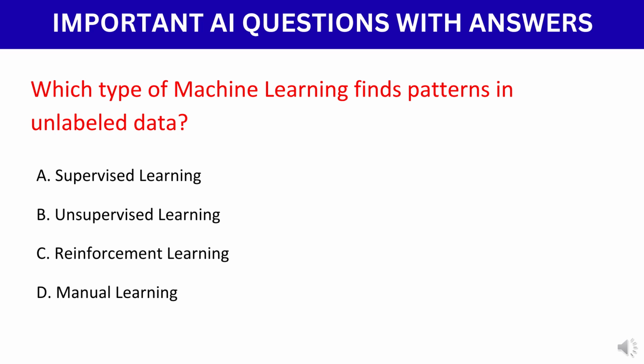Question number 12. Which type of machine learning finds patterns in unlabeled data? Option A, supervised learning. Option B, unsupervised learning. Option C, reinforcement learning. Option D, manual learning. The correct answer is option B, unsupervised learning. Unsupervised learning analyzes unlabeled data and tries to discover hidden patterns, groups, or relationships.